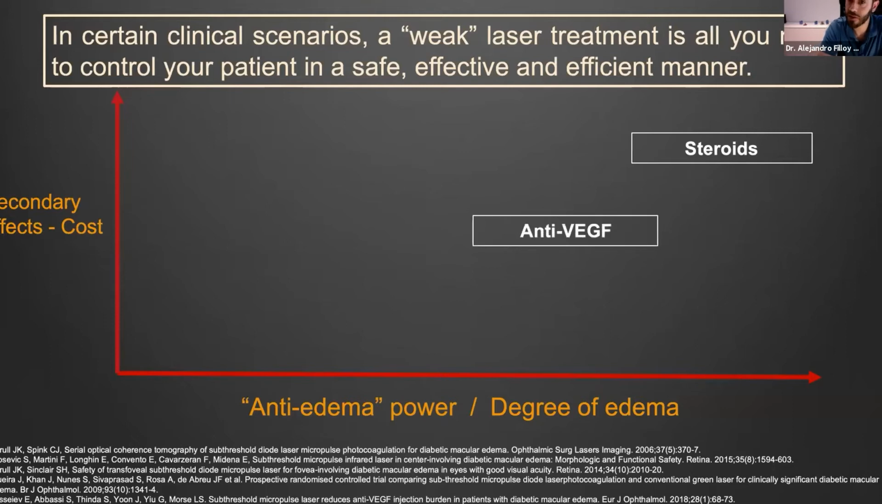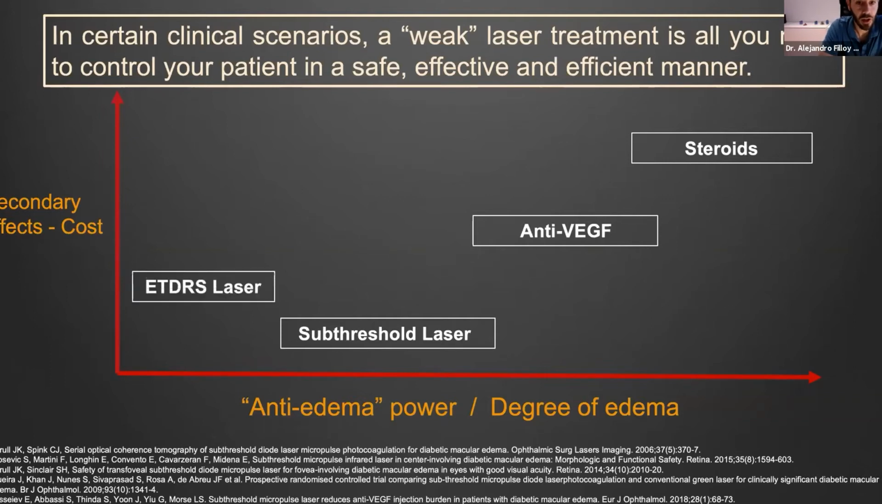Next would come the anti-VEGF, not quite as powerful as the steroids, but usually more affordable and without the associated secondary effects such as glaucoma or cataract, although they have their own portfolio of unusual secondary effects such as endophthalmitis. Here is where I would place subthreshold laser, a weaker option with the lowest level of secondary effects and cost. Not as effective as subthreshold laser and with a worse presentation regarding secondary effects is ETDRS laser.